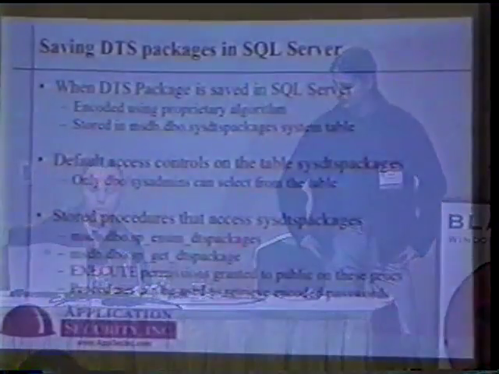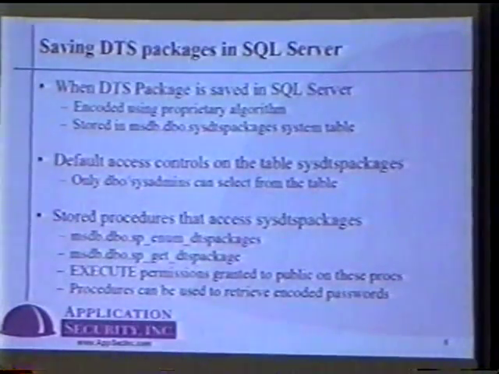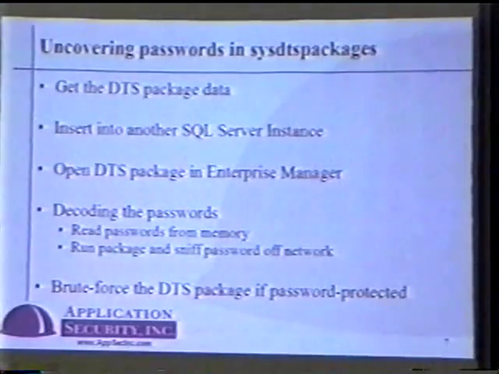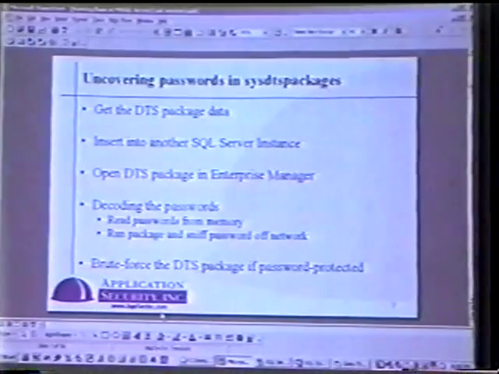And that works because of ownership chaining in SQL Server. If a stored procedure and the table are owned by the same people, which all system objects will be, you're allowed to select on that object even if you don't have permissions to it. So what you have here is two stored procedures, sp_enum_dts_packages and sp_get_dts_packages, and both of those are granted execute permissions to public, so all users can execute them. To uncover the passwords, we're going to show a little demonstration. The first thing you do is get the DTS package data, and this is what we're going to show here.